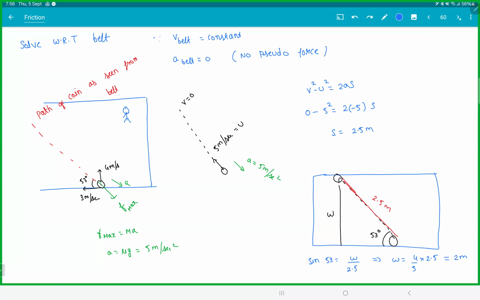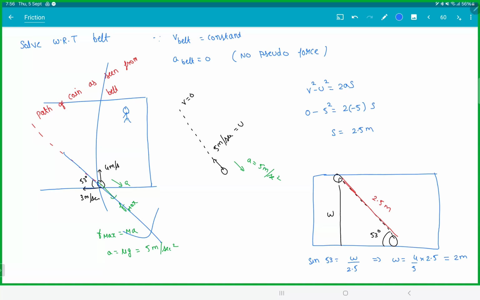Sir, so why can't we just take it directly along the width? What will you take along the width? Sir, 4 meters and applying 5 meter per second deceleration. So 5 meter per second square is which way, the deceleration? Sir, friction. In which direction? This way. Width is which way? This way. So you'll apply.